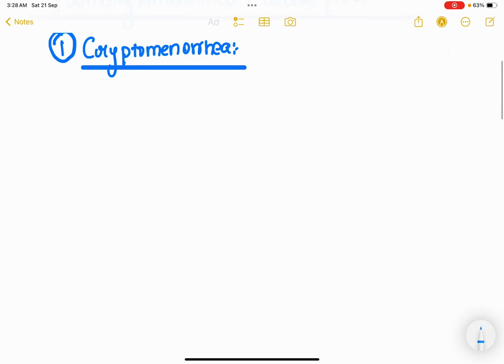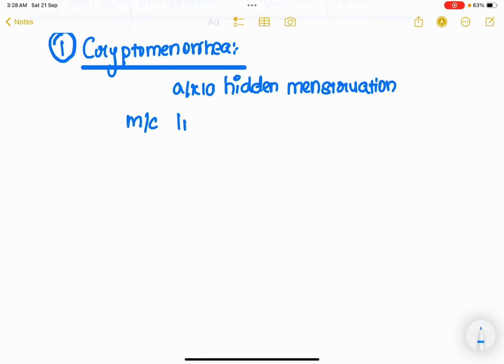Okay, so what is cryptomenorrhea? Cryptomenorrhea is also known as hidden menstruation. Why is it known as hidden menstruation? Because every month the female is going to experience some kind of cyclical pain, and every month menstruation is going to happen in her. But the problem is that the female is not going to have any bleeding per vagina. Whatever menstruation happens, the blood is not going to come out per vagina. So the reason for this is what? The most common reason is imperforate hymen. Imperforate hymen is the most common cause.